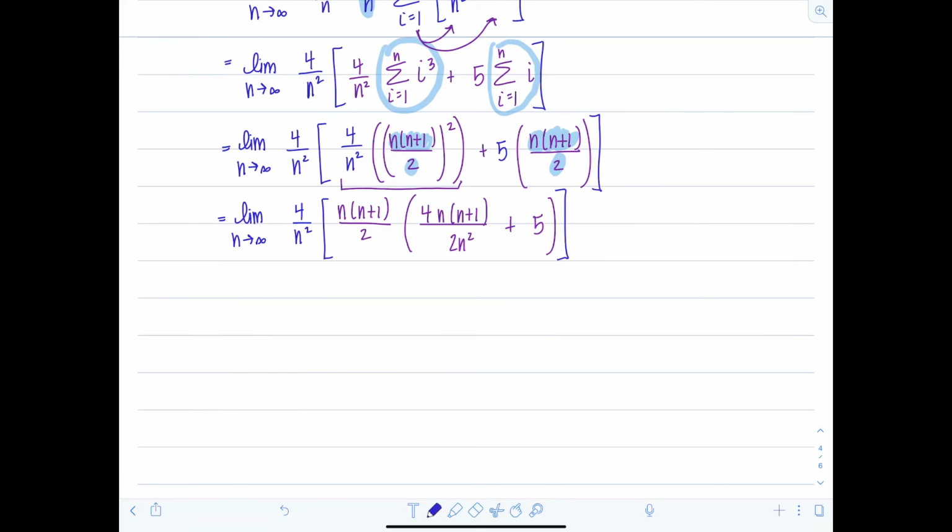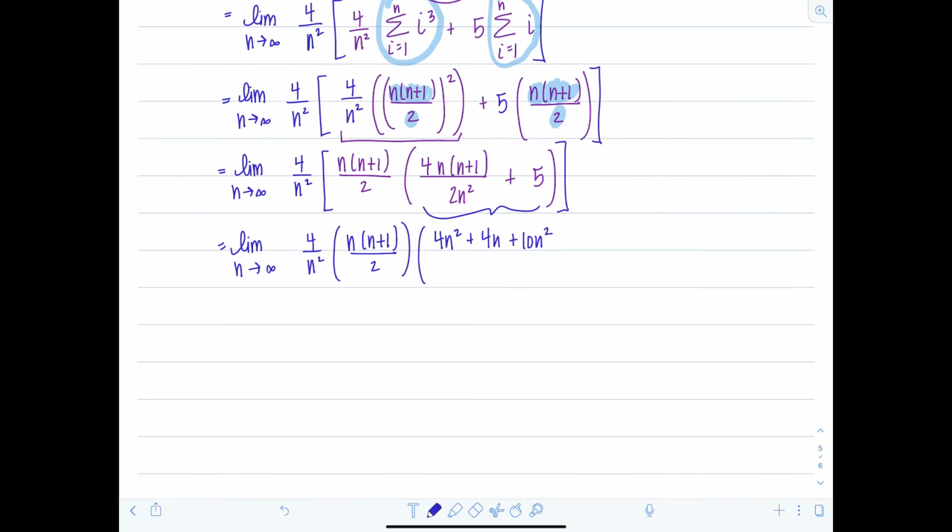All right. Now from here, what can we do? Well, we can start canceling some stuff. So I have the limit as n approaches infinity. So we have here 4 over n squared times n plus 1 over 2. And then let's get a common denominator and clean up this expression here. So we're going to have 4n squared plus 4n. If I get a common denominator, 5 multiplied by 2n squared is going to become 10n squared. And this is all over 2n squared.